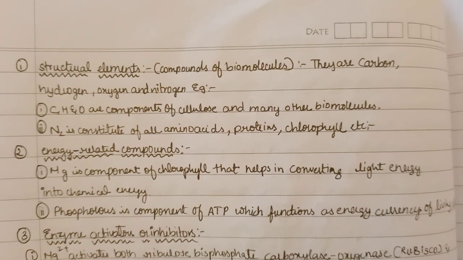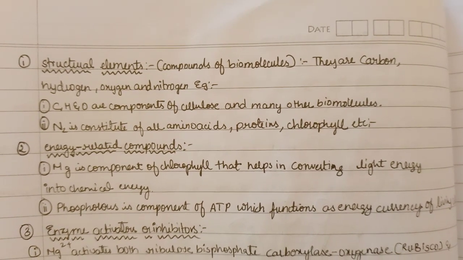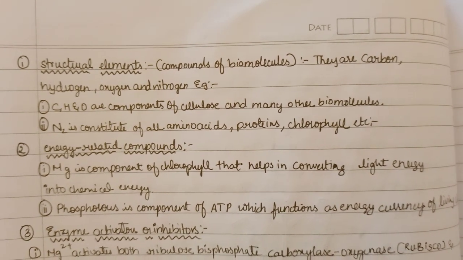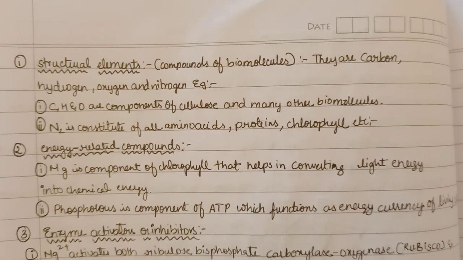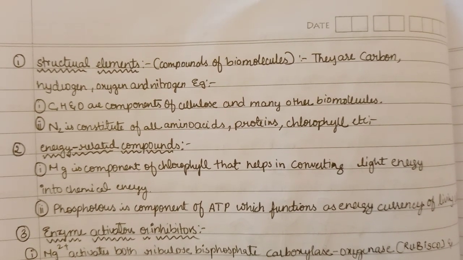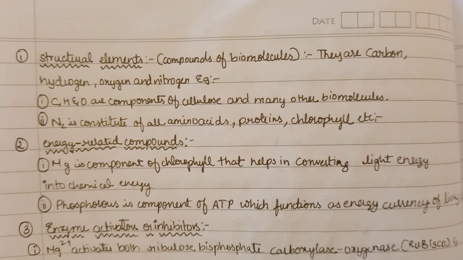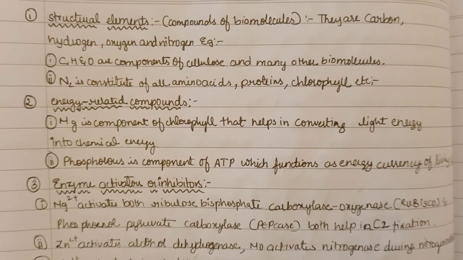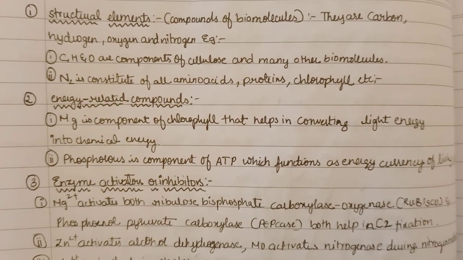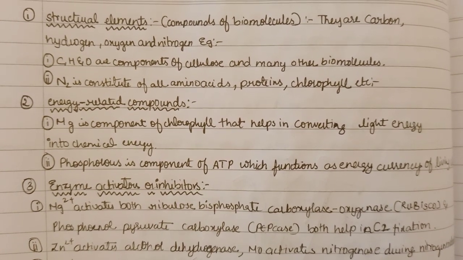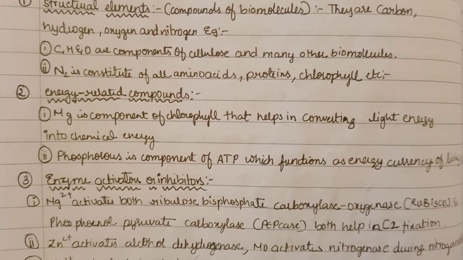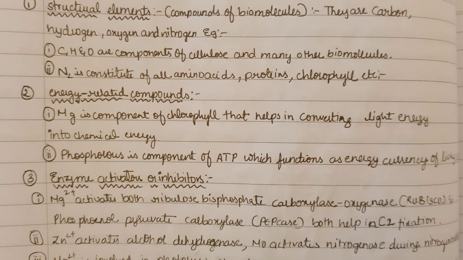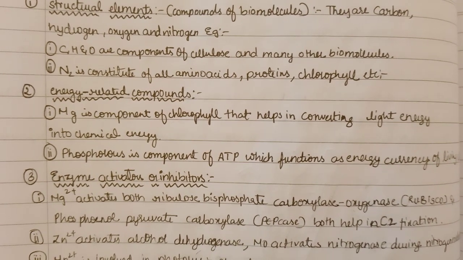First type is structural elements, components of biomolecules. They are carbon, hydrogen, oxygen, and nitrogen. Example: carbon, hydrogen, and oxygen are components of cellulose and many other biomolecules, whereas nitrogen constitutes all amino acids, proteins, chlorophyll, etc. Then second is energy related compounds. Here magnesium is a component of chlorophyll that helps in converting light energy into chemical energy. Then phosphorus is a component of ATP, which functions as the energy currency of the living cell.